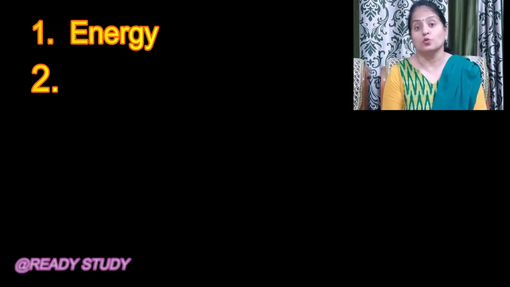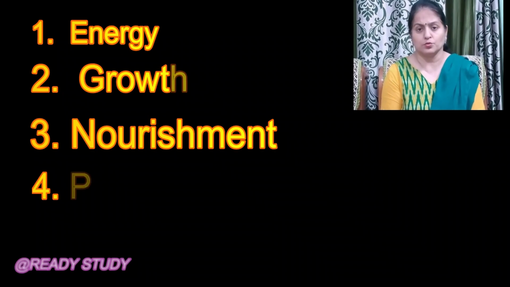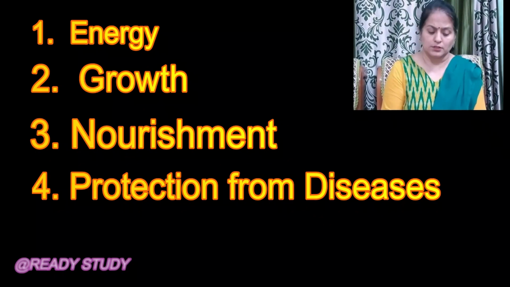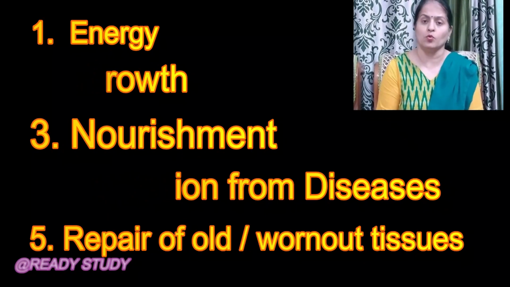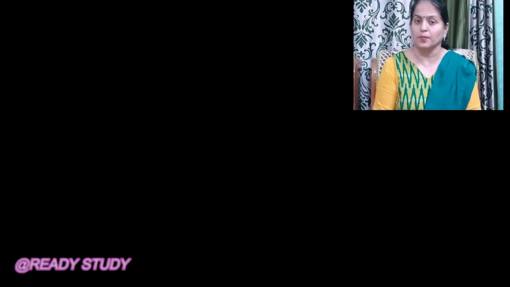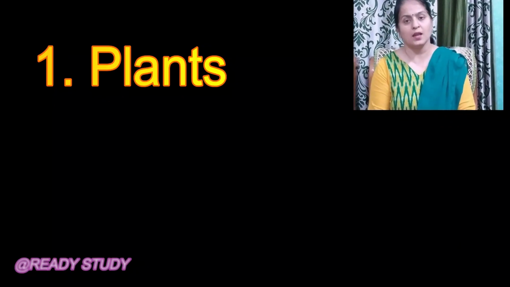We eat food to get energy, to grow, to get nourishment to do our daily work, to protect ourselves from different diseases and to repair old and worn out tissues. Now, have you ever imagined from where we get these food items? Either from plants or from animals. So we can say that there are two sources of food. One is plant and the other is animal.